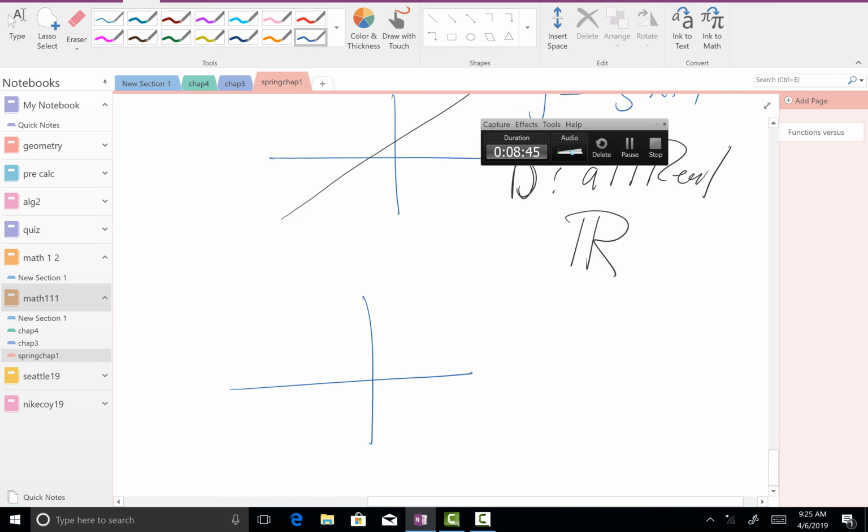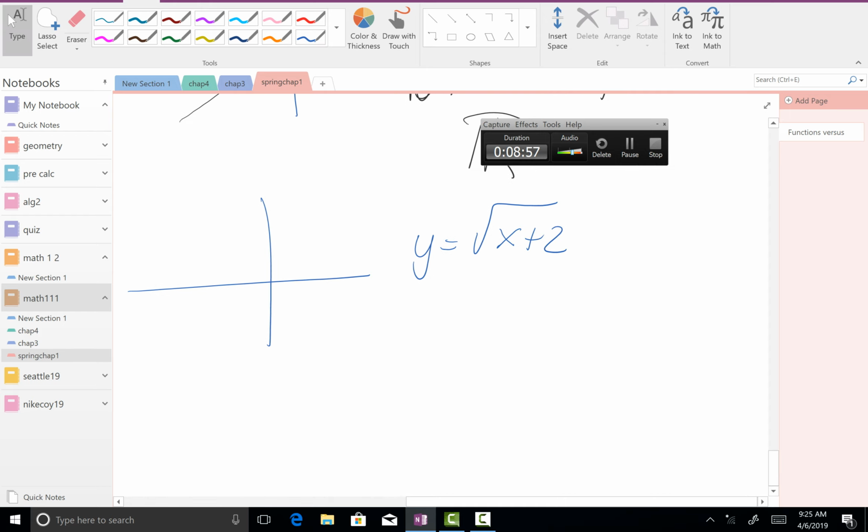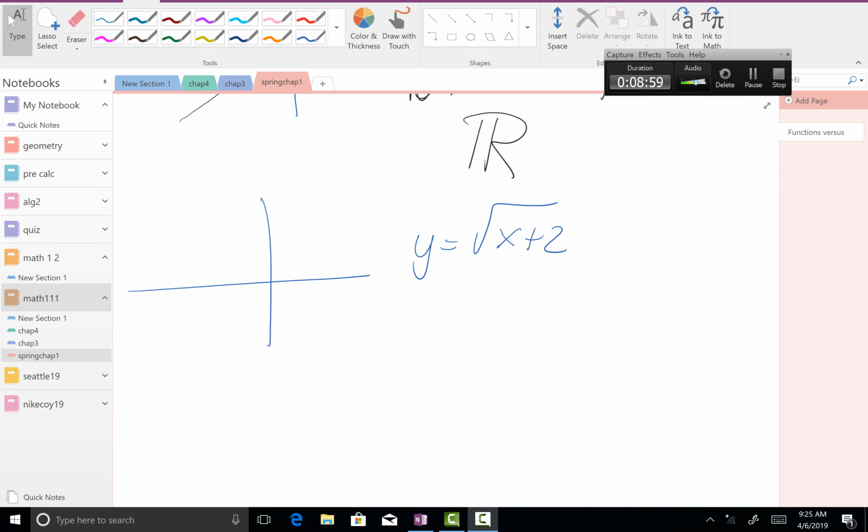Let me do this. Let's try one. Let's say we have y equals the square root of x plus 2. All right. And we want to do the same thing. So we want to figure out what the domain is. Okay? All right. But I don't want to graph it for some reason. I just have this thing about I don't understand graphing. So, okay, here we go.